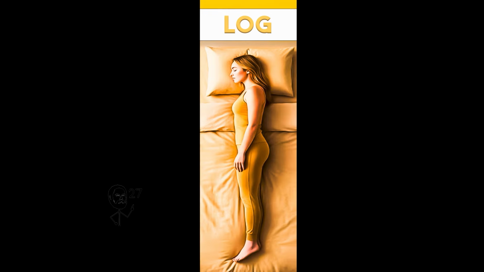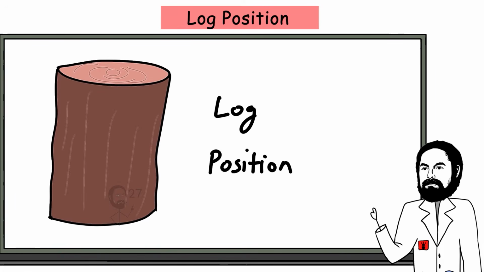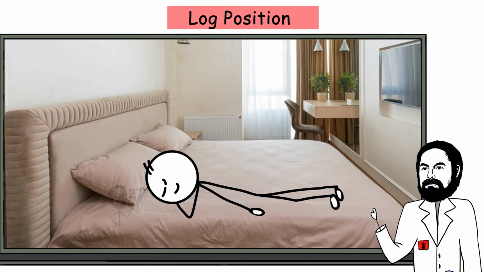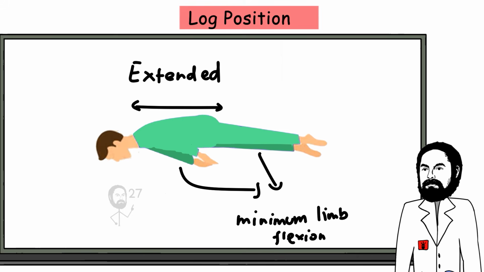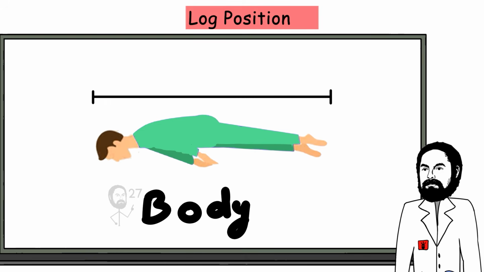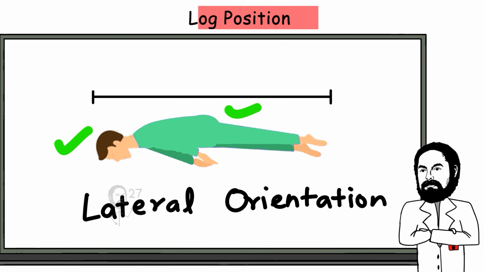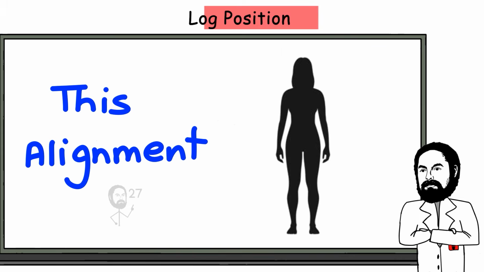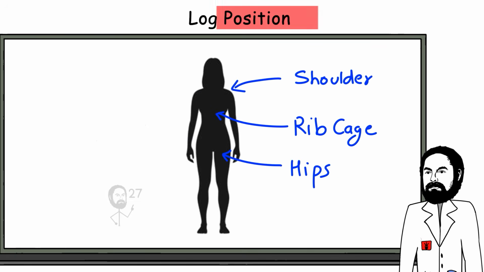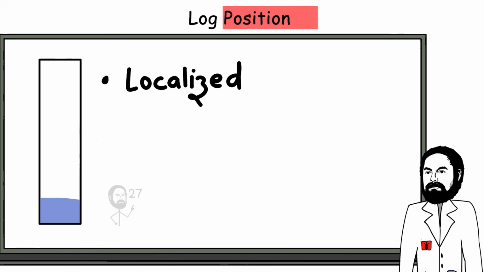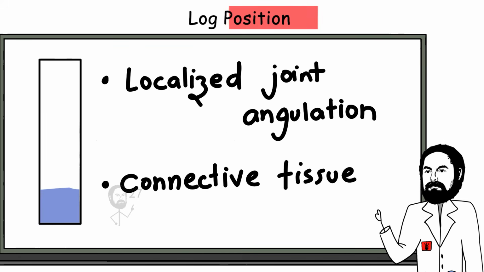Log position. The log position is a lateral sleeping posture characterized by an extended spine and minimal limb flexion. The body remains aligned in a straight configuration from head to pelvis, maintaining consistent lateral orientation relative to gravity. This alignment produces uniform load distribution across the shoulder, rib cage, and hip on the contact side, reducing localized joint angulation and connective tissue strain.